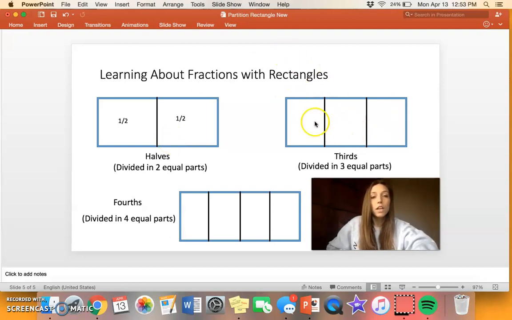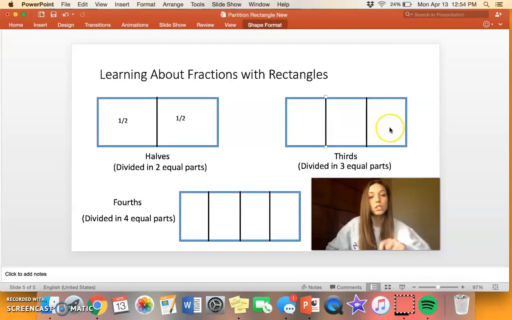Moving on over to here, we see that this rectangle is divided into thirds. It is divided into 3 equal parts. If something is in thirds, it means that it is 3 equal parts. Same thing, it has to be equal. I can't have a third that looks like this and then a really big one that looks like this. They have to be equal parts.